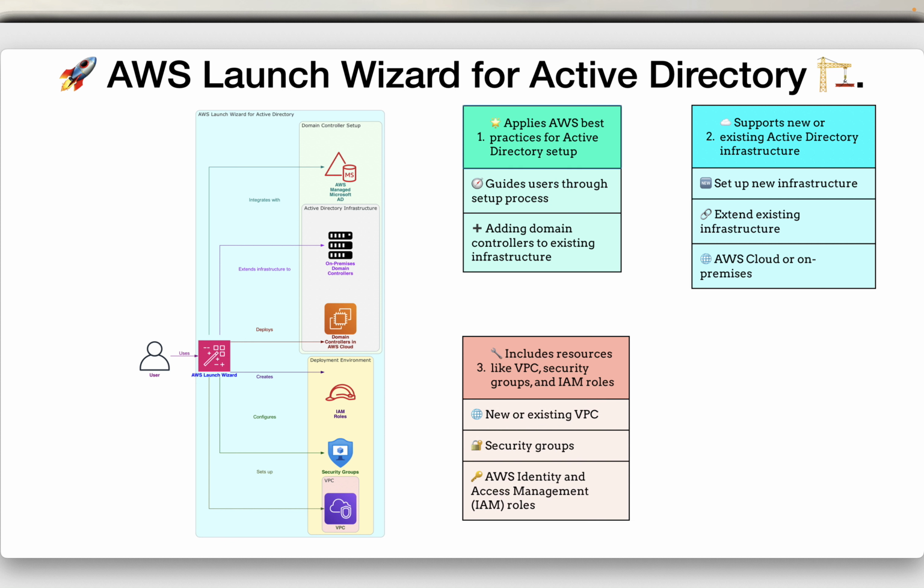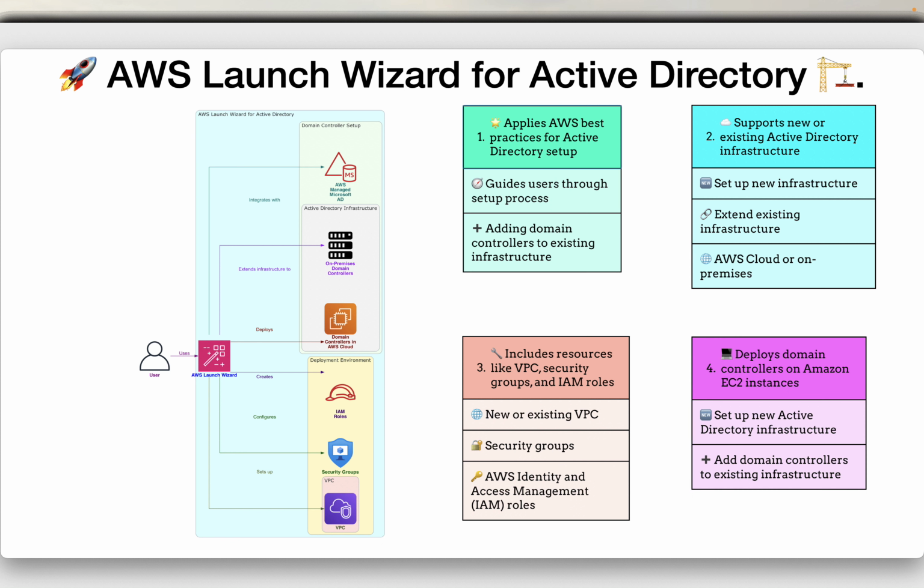The deployment environment includes various resources such as a new or existing VPC, security groups, and AWS Identity and Access Management roles, IAM roles. Users can set up a new Active Directory infrastructure with domain controllers on Amazon EC2 instances, or add domain controllers on Amazon EC2 instances to extend their existing Active Directory infrastructure, which can be on premises or it can already be in the AWS.